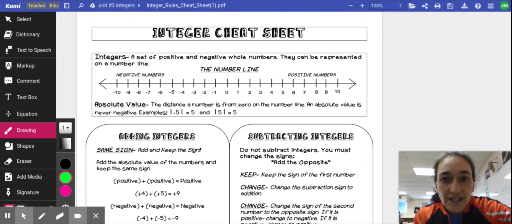Hey guys, I'm going to go ahead and explain the cheat sheet for integers. I'm going to drop this into the classroom too so that you can see it, but in case you needed my voice with the video.